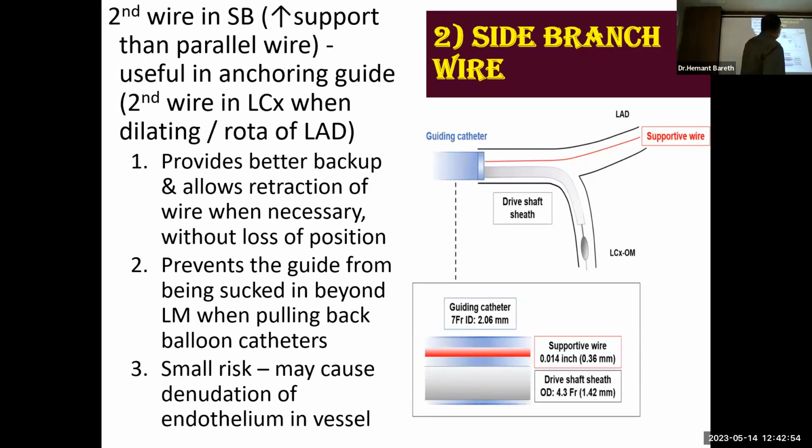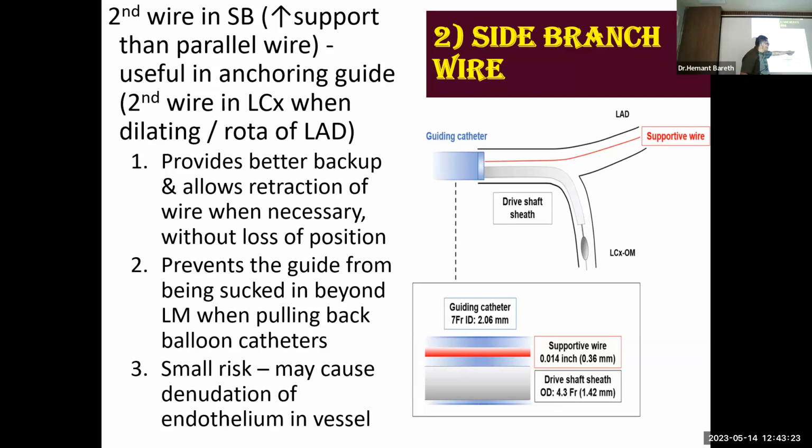The other is the side branch wire. So you are doing a procedure here, but the catheter is moving in and out when you are trying to push it in. One way to stabilize the catheter is to put a wire here. So this is a side branch wire. What it will do is, with these two wires, it will prevent the catheter from moving forward because two wires will support this catheter now. So they will give more guide catheter support.